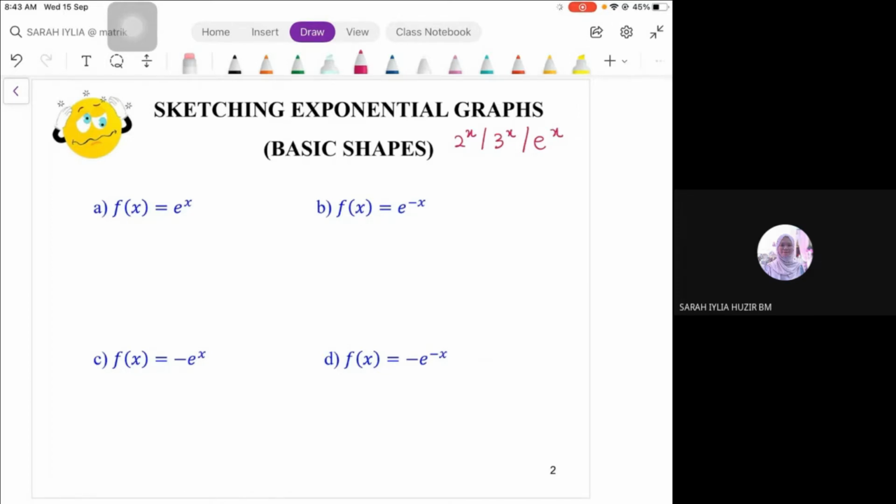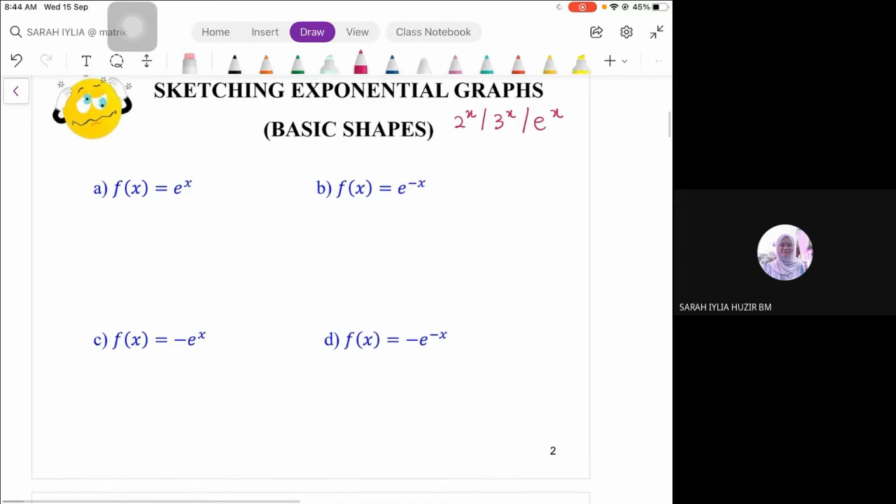Yang berbeza nanti intercept dia pun sama. So dia semua base dia berbeza tapi the shape of the graph still sama lah, dia tak ada berubah. Okay, so untuk first ni kita nak belajar dulu macam mana nak sketch basic shape of exponent. Okay, ada 4 basic shape because of ada sign-sign tu lah. Kita start dengan first function e to the power of x.